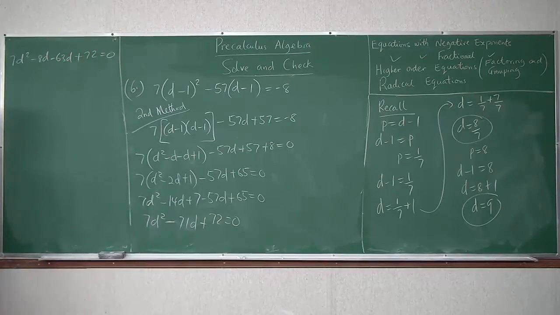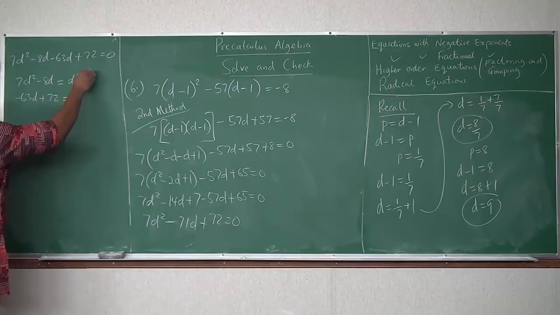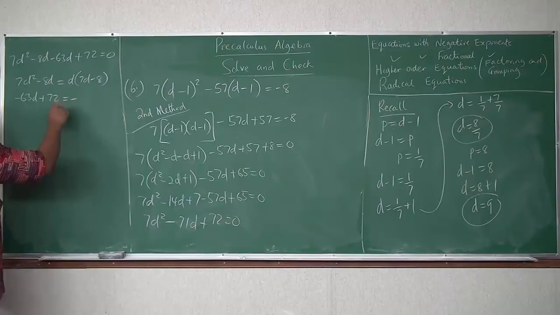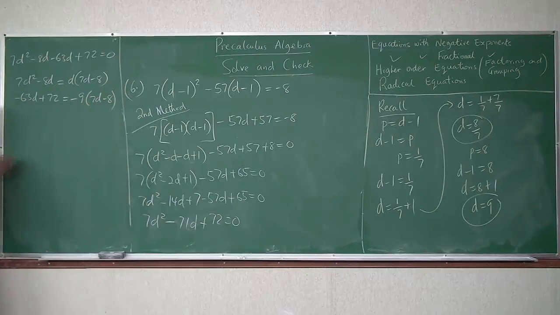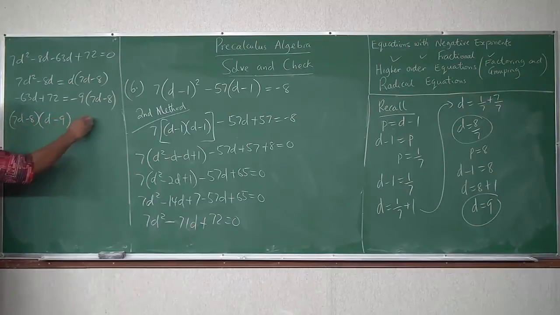Okay? So we can do it with the vertical method. I like doing my vertical method. So this will be b, 7b minus 8, and this will be minus 9, 7b minus 8. There you go. So we now have that 7b minus 8 times b minus 9 equal to 0.